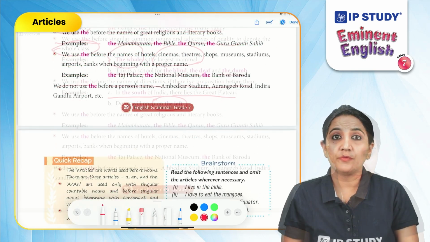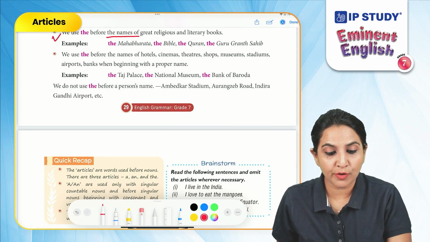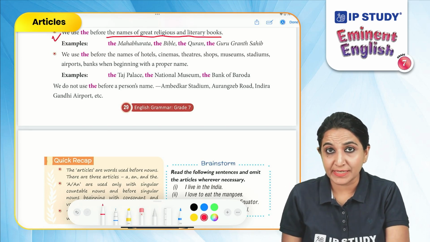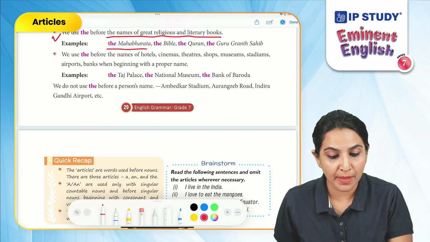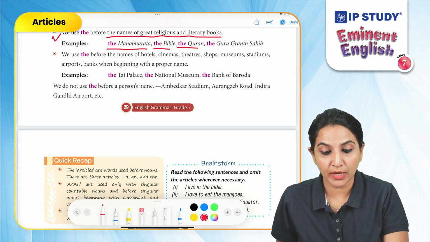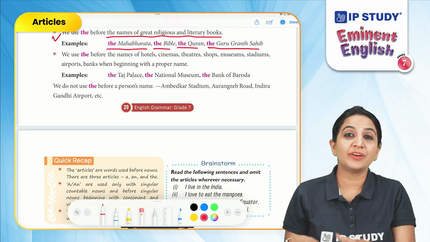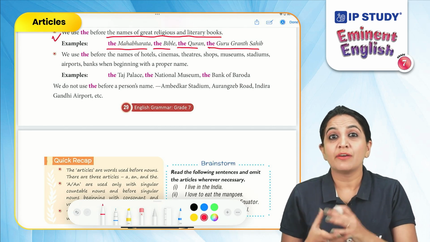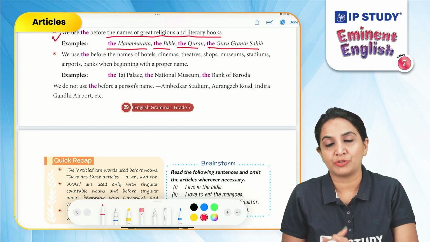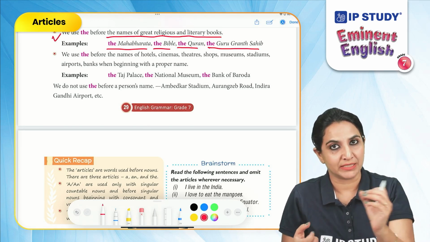We also use the before the names of great religious and literary books. For example, the Mahabharata, the Bible, the Quran, the Guru Granth Sahib. Now, these are religious and literary books which we refer to in each religion throughout the country. That is why we've used the specific article the.